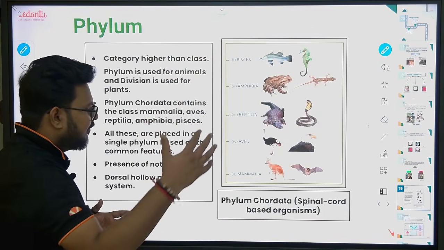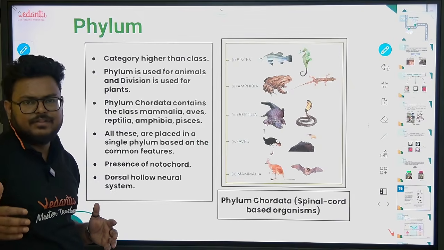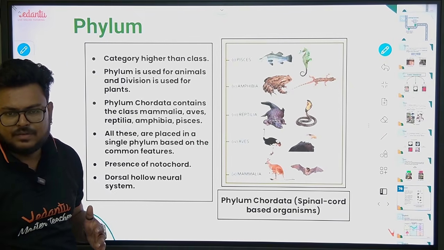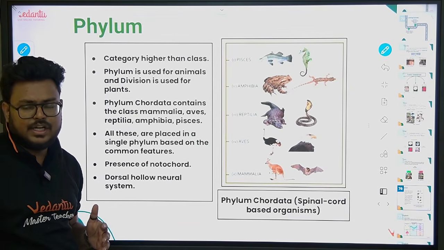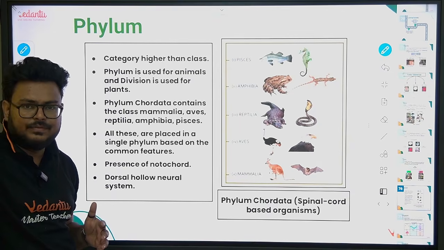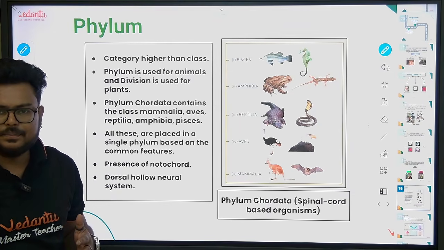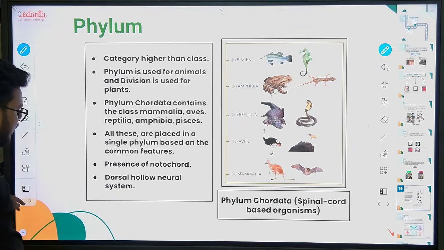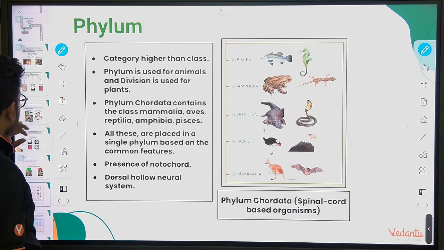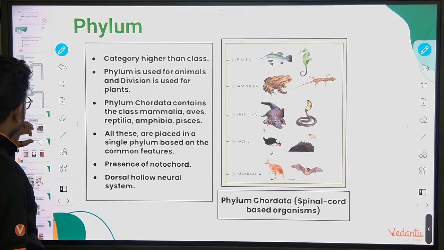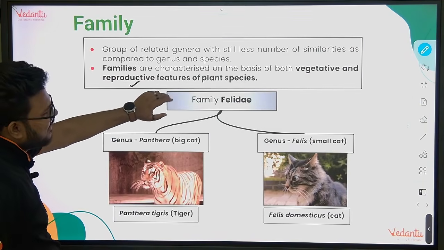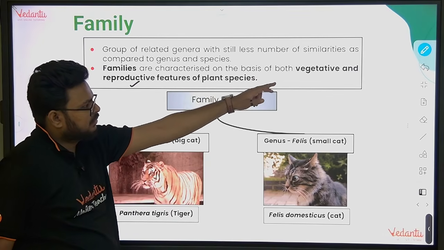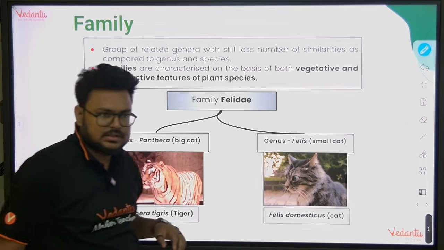So groups of related genera will form family. Related families will form what? Order. Related orders will form class. Class will form phylum. Phylum will form kingdom. Right? Now, what important things do we have to remember? I want to tell you. For example, here it was mentioned that in case of plants, we observe what? Both vegetative and reproductive features.